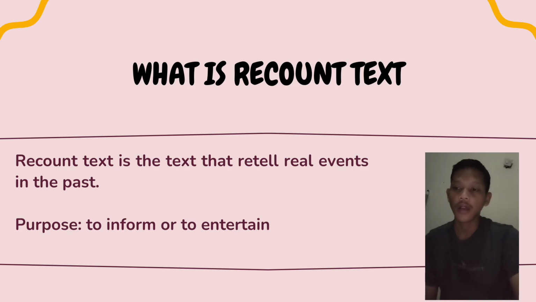So the key idea is recount text is always about real experiences, not imagination. If we talk about imagination, it's a type of narrative text, but in recount text we only talk about experience in the past, a real occurrence, a real experience, not imagination, right? It is usually used to inform others about an event, or sometimes just to entertain them with your story, right?